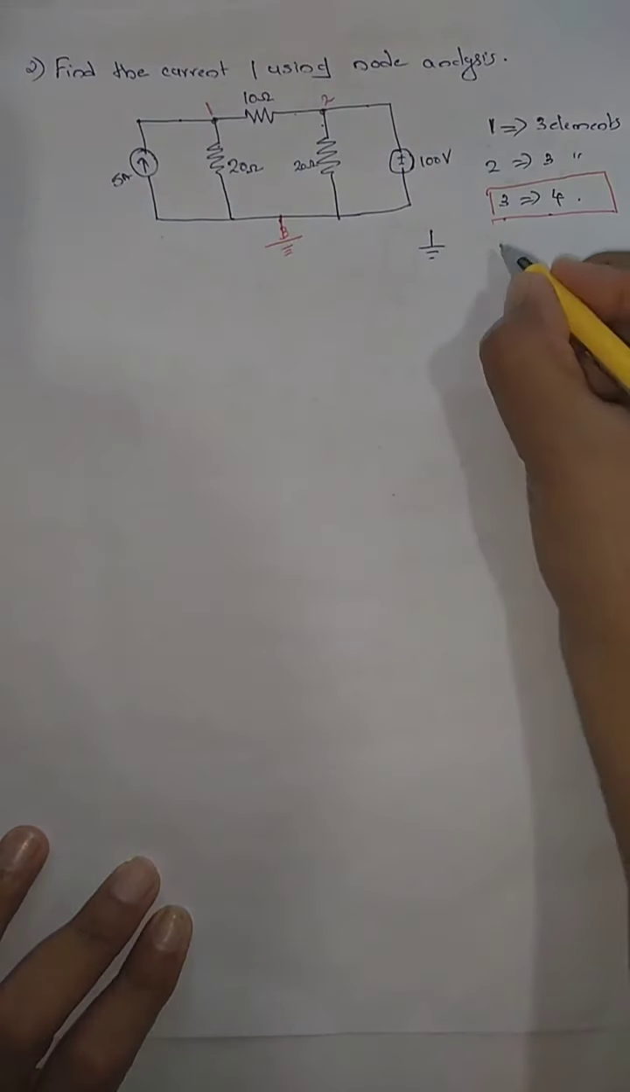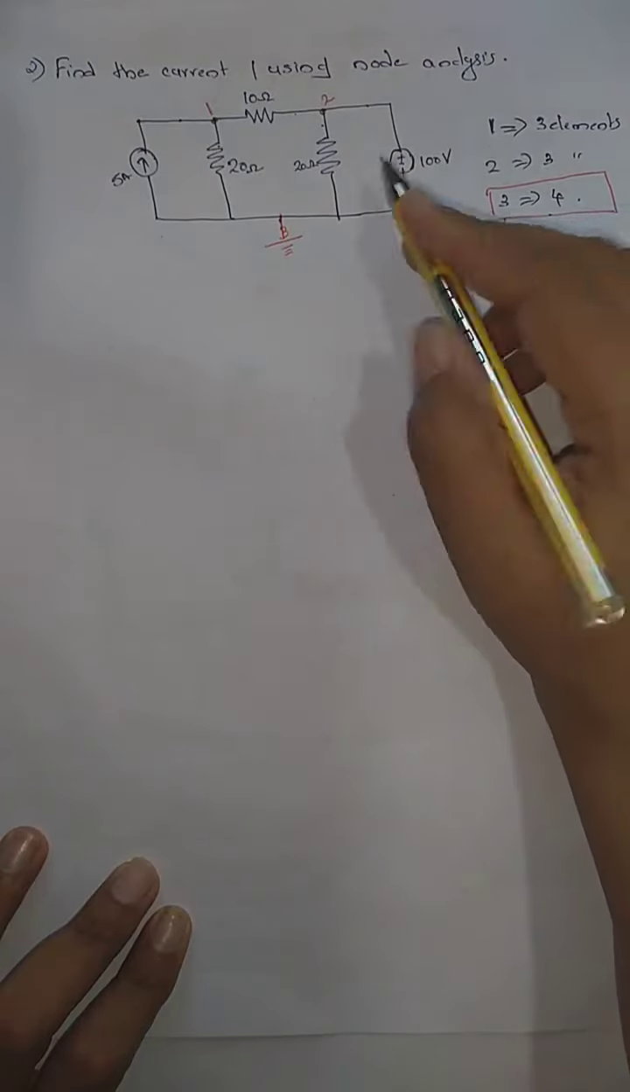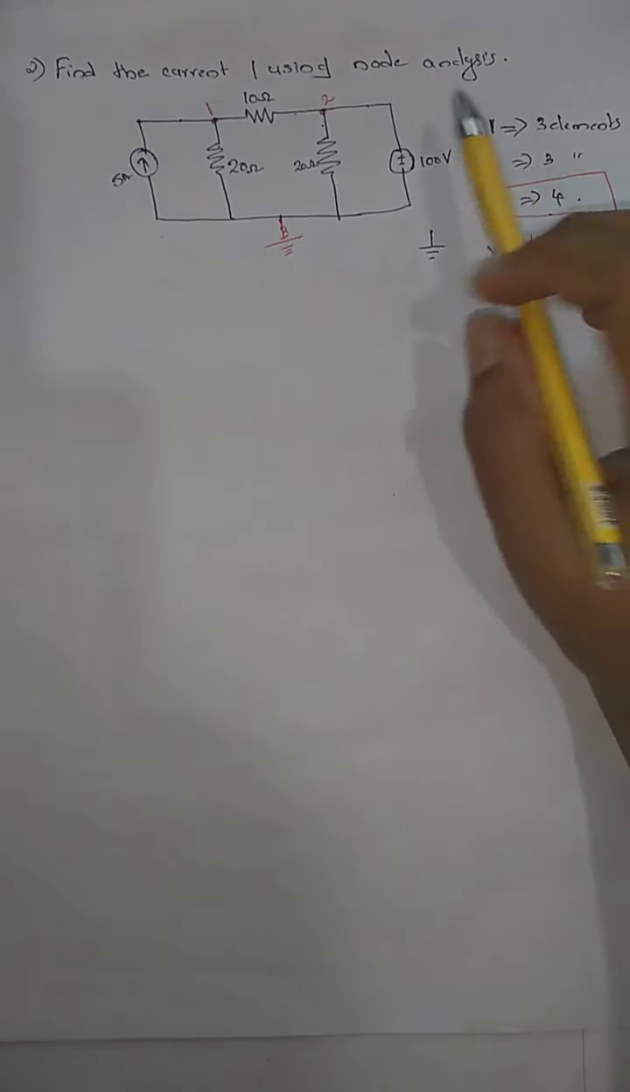So how can I say? We have V1 voltage corresponding to node 1 and V2 corresponding to node 2, and we have V3. V3 value is 0, since it is grounded. Then we have to check it.